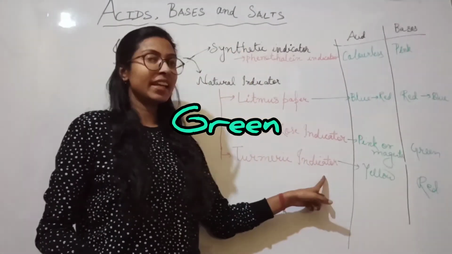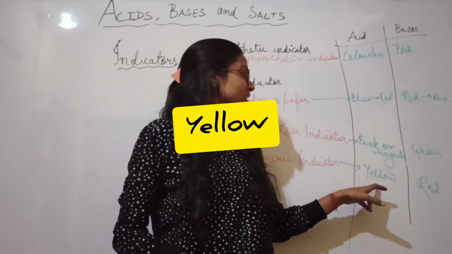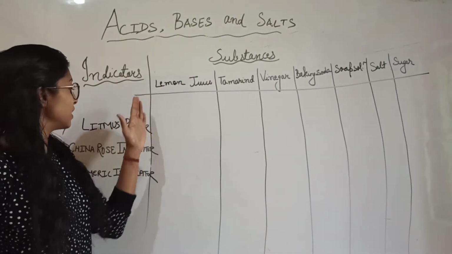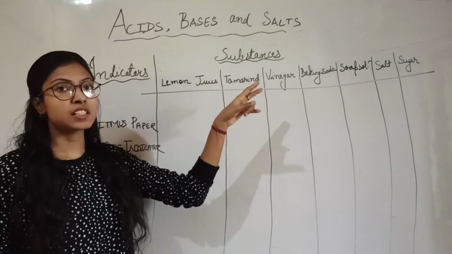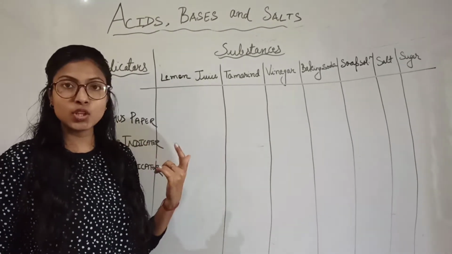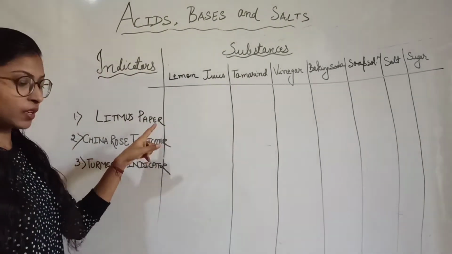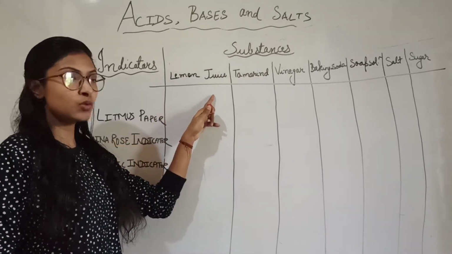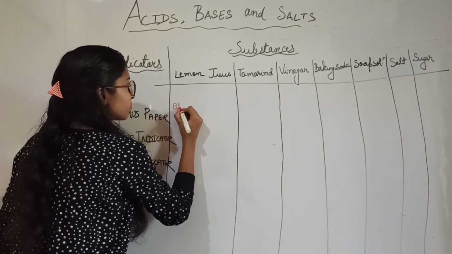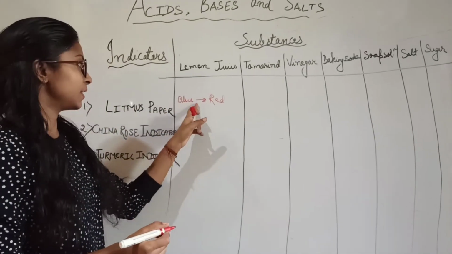Next is the turmeric indicator. If we put it in an acid it will retain its original color, that is yellow, and in bases it will give a red color. So these are the list of indicators as well as the substances which we have taken. Now, what are the color changes when we put the indicators in these substances? First is the litmus paper. If we put the litmus paper in lemon juice, what will be the color change? If we put the blue litmus, it will turn red. It means it is an acid.